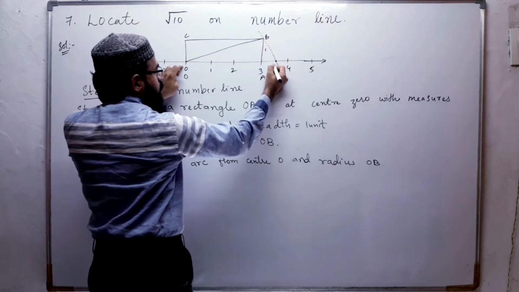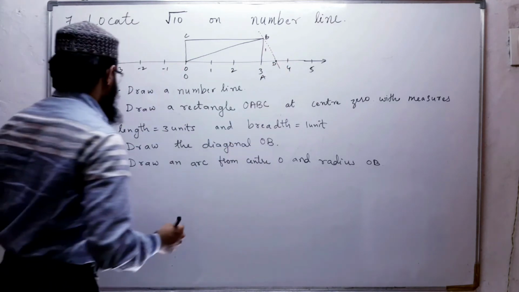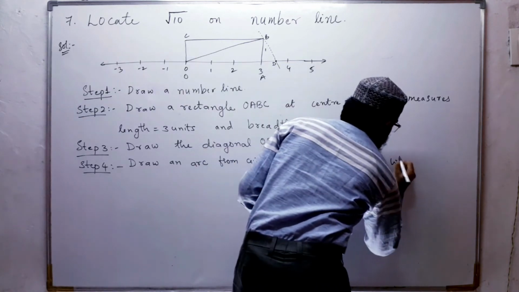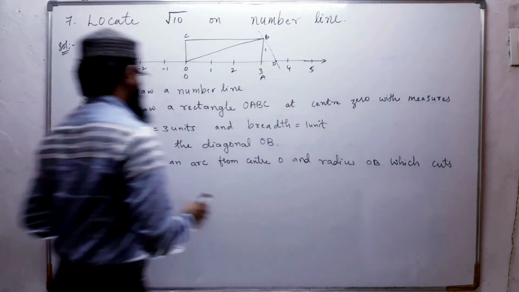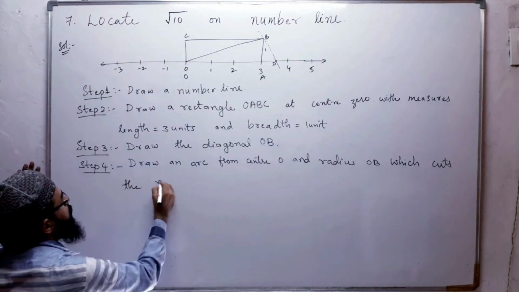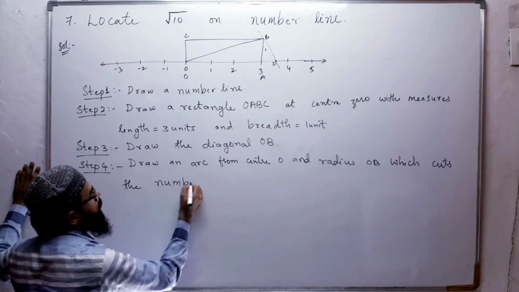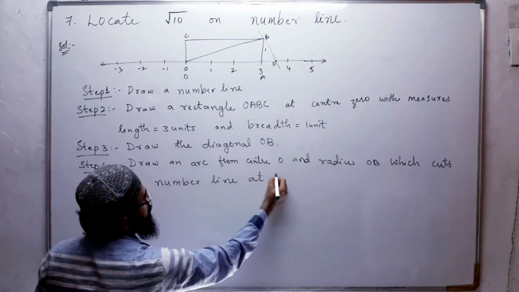So this arc is cutting the number line at D. So which cuts the number line at D.